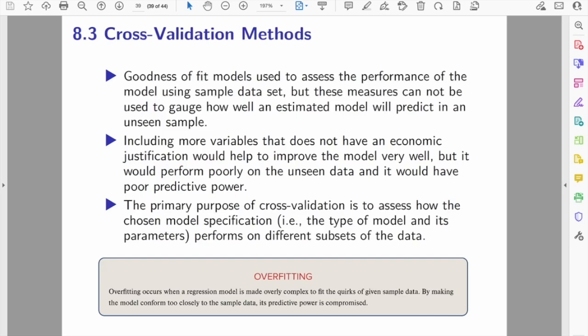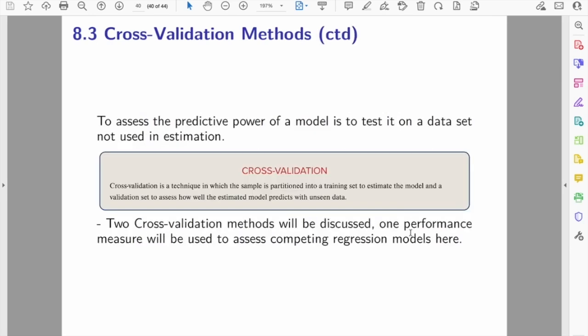Cross-validation is to assess how the chosen model performs on different subsets of data, especially on the unseen data. Sometimes we are going to have a problem of overfitting. What is overfitting? Overfitting occurs when the regression model is made overly complex to fit the quirks of the given sample data. By making the model conform too closely to the sample data, its predictive power is compromised. To assess the predictive power of a model is to test it on data not used in the estimation. So that's why we go for the cross-validation techniques.